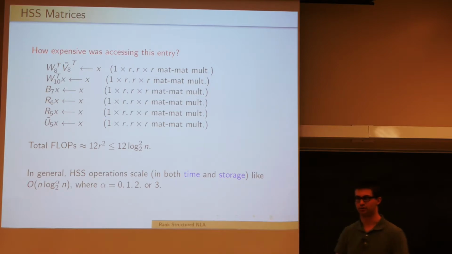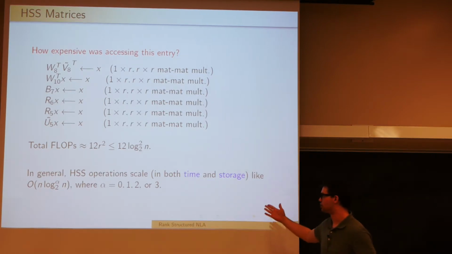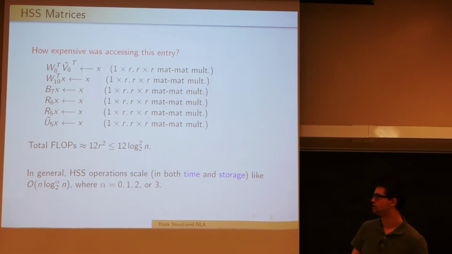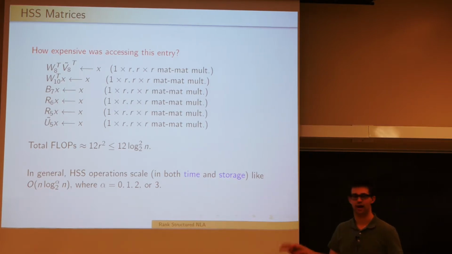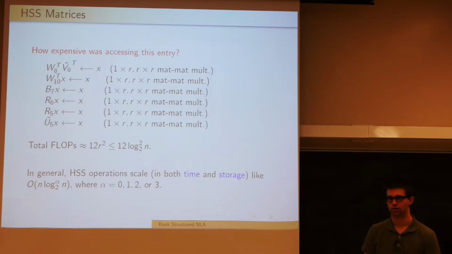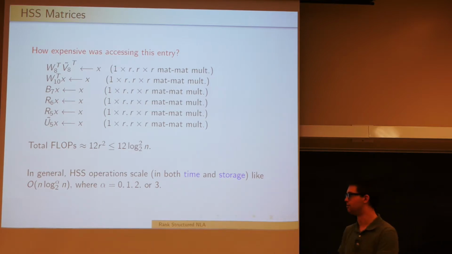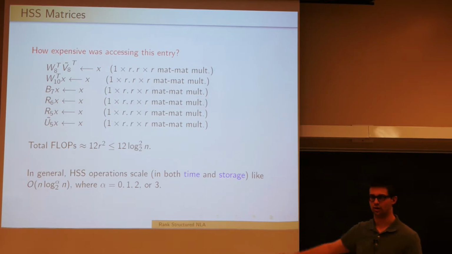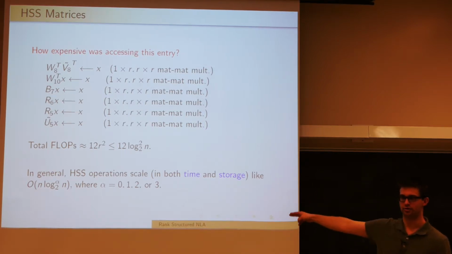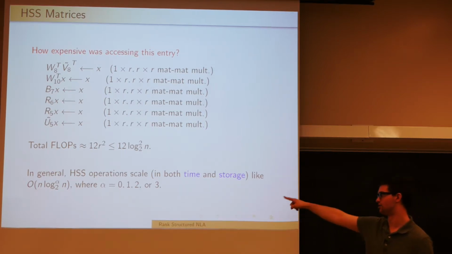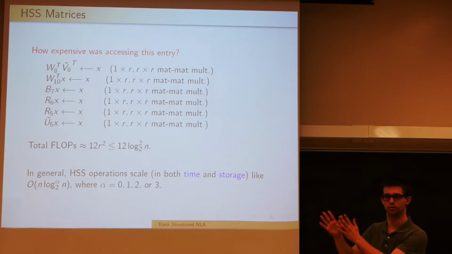This is something we are very familiar with in HSS operations. From inversion to matvec to eigenvalues, basically every HSS operation that has a mature algorithm scales both in time and storage as n log^alpha n, where alpha is either 0, 1, 2, or 3. I think the best operations we have are for matvec. For eigenvalues, if you want both the eigenvalues and the eigenvectors, that is where alpha is a 3. Usually it's a 1 or a 2.